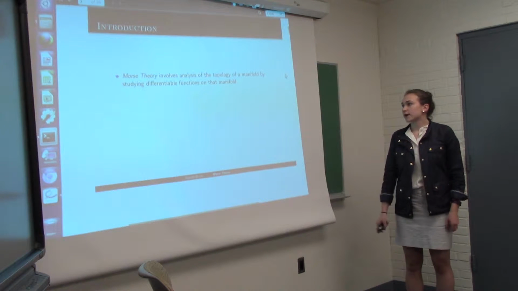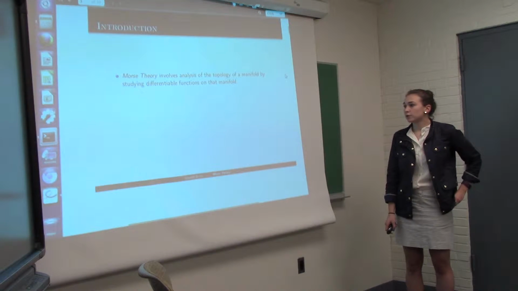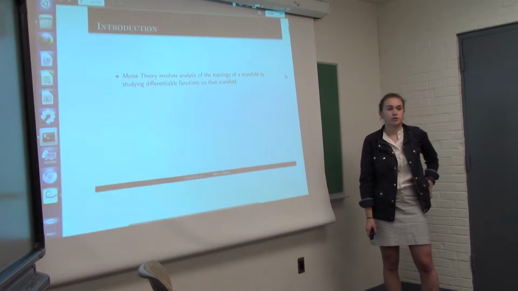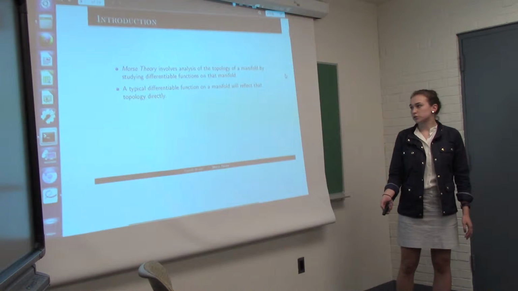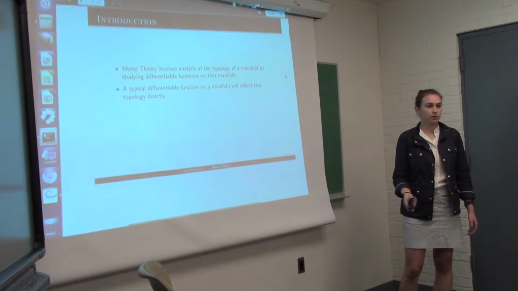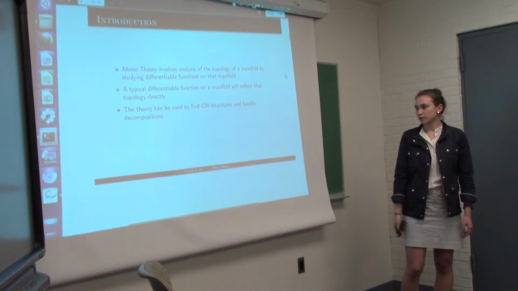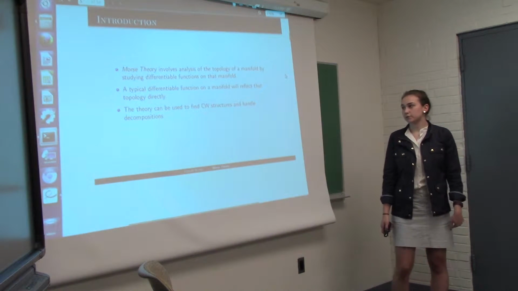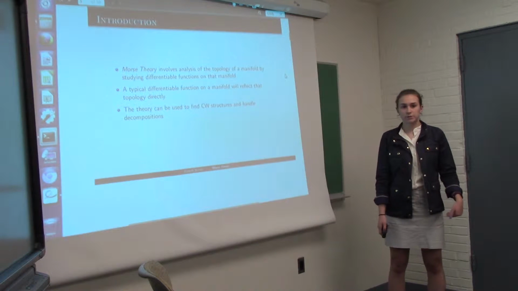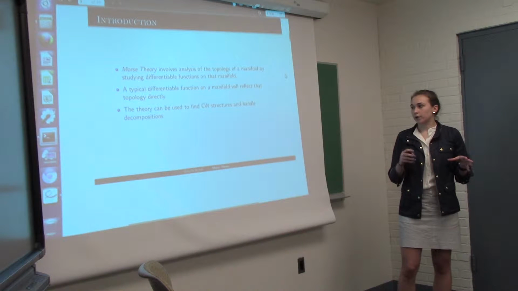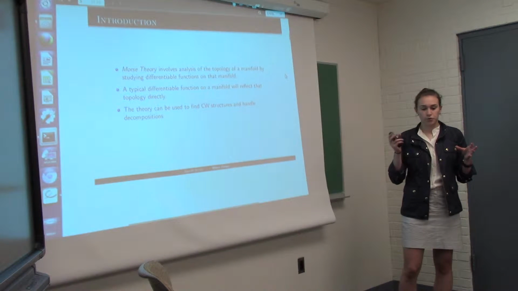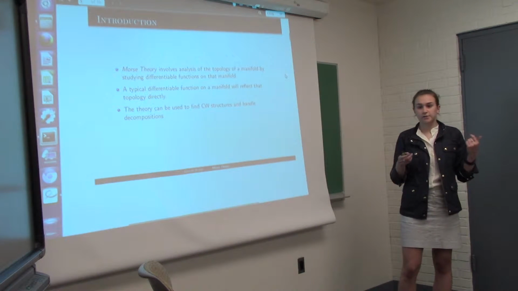So Morse theory involves analysis of the topology of a manifold by studying differentiable functions on the manifold. A typical differentiable function on a manifold will reflect that topology directly. So the theory can be used to find CW structures and handle decompositions. Handle decompositions are to smooth manifolds as CW structures are to the topological structures that we looked at.